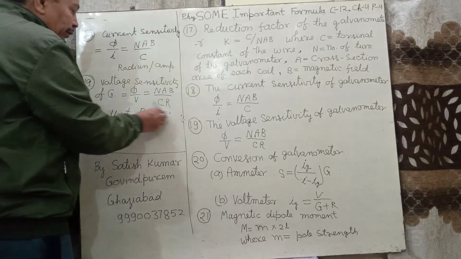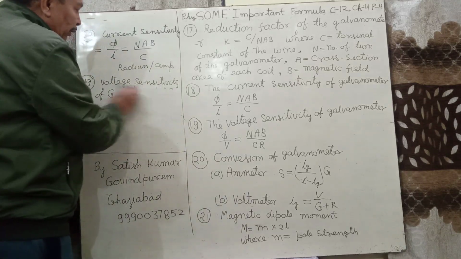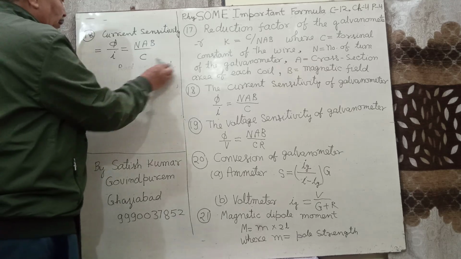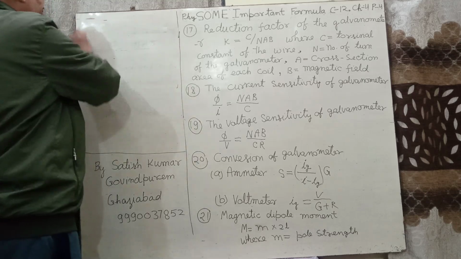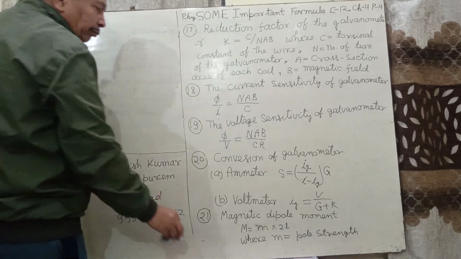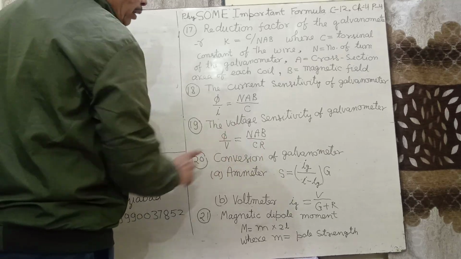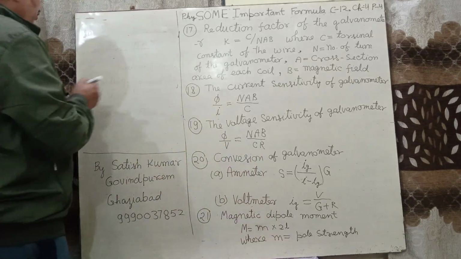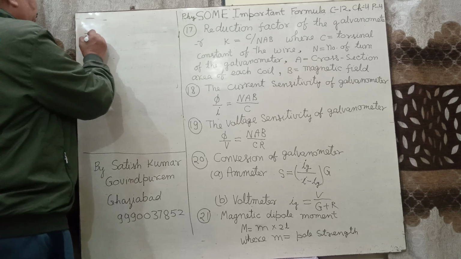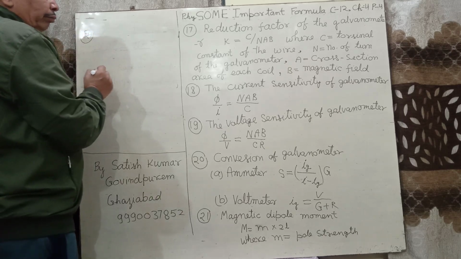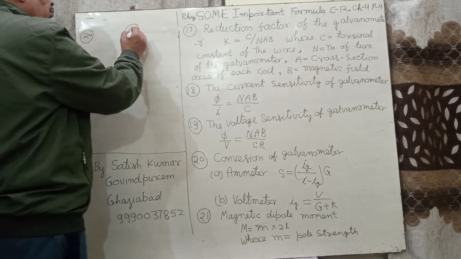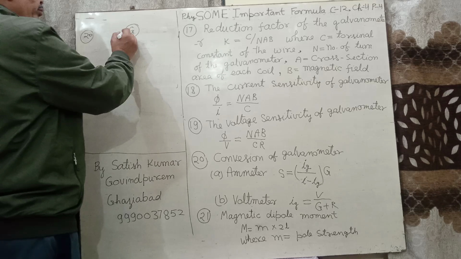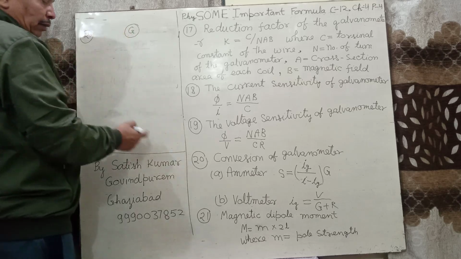Now I am telling you formula number 20. Formula number 20 is the conversion of a galvanometer. We are converting a galvanometer. Suppose this is a galvanometer, and it is converted into an ammeter.